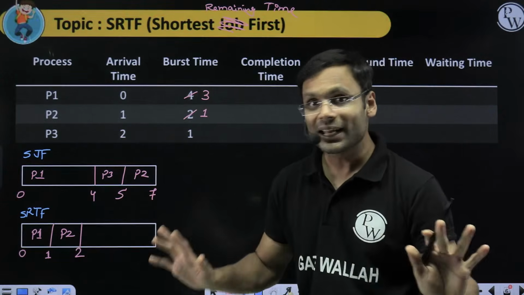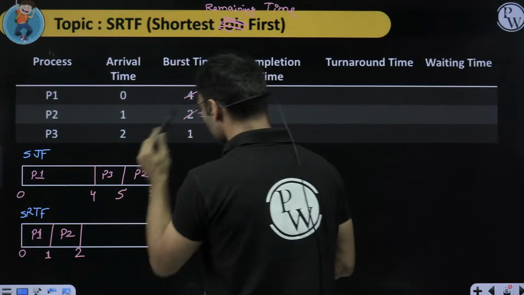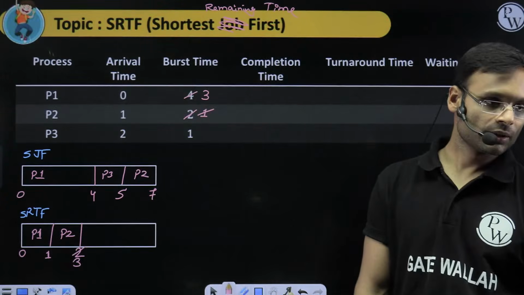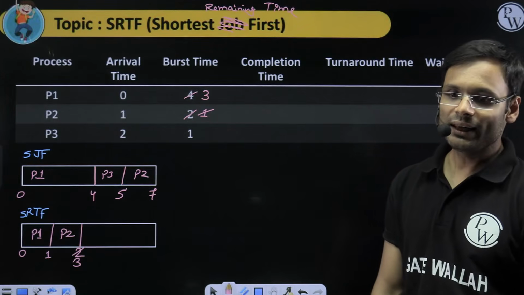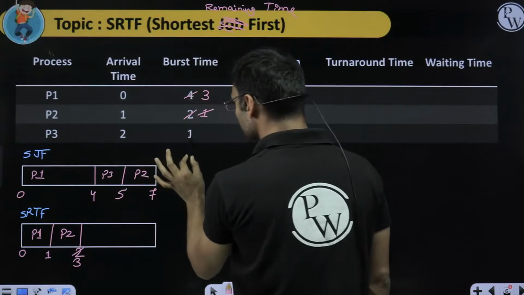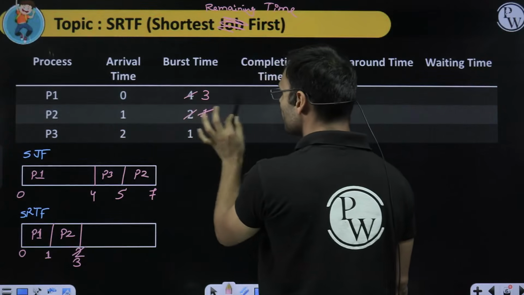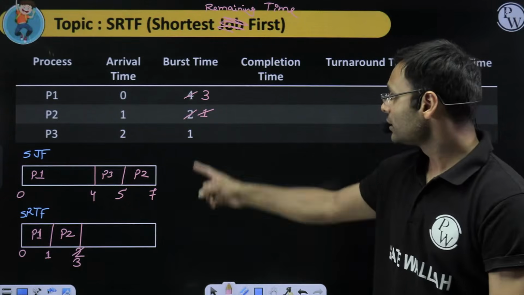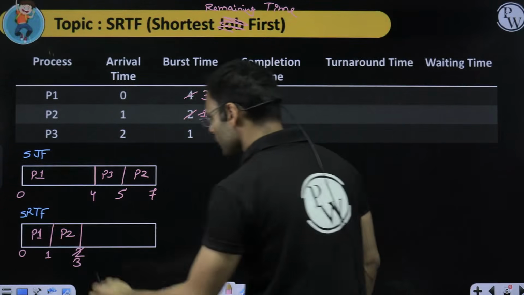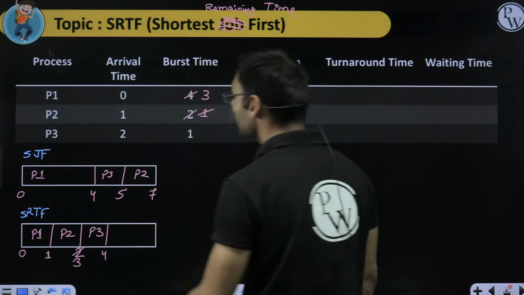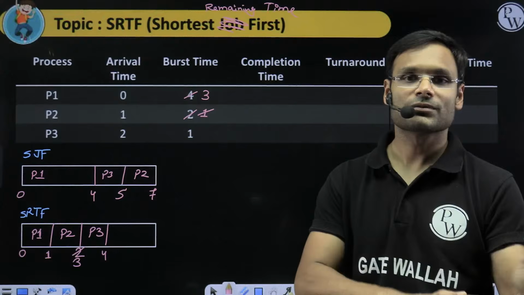We are not preempting P2, but we will continue P2 and execute it fully. Done. P2 finish. Then P3 was waiting. Yes, P1 was waiting. Now these two processes are pending. Which process is a smaller one? P3 is a smaller one. So I will run P3. Why smaller? Just because SRTF says shortest process first.